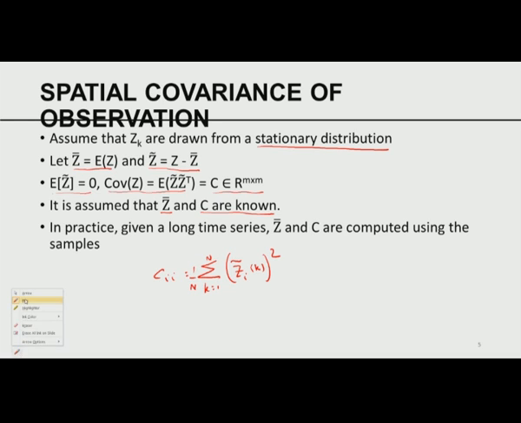Now I would like to be able to compute the elements Cij. This is essentially equal to Zi tilde at time k, Zj tilde k, the product of the anomalies at stations i and j. I am going to have to sum this up over k equals 1 to n, divided by n. So this is an estimate of the covariance between station i and station j. This is the variance of the station i. These two together decide the elements of the covariance matrix C.